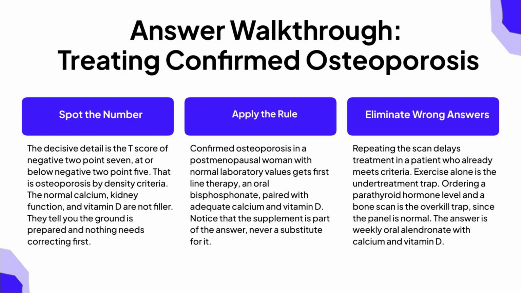Apply the rule. Confirmed osteoporosis in a postmenopausal woman with normal labs gets first-line therapy, an oral bisphosphonate with calcium and vitamin D, which supplement the drug but never replace it. Now eliminate. Repeating the scan delays treatment in a patient who already qualifies. Exercise alone is the undertreatment trap. Parathyroid hormone plus a bone scan is overkill when the panel is normal. The answer is weekly oral alendronate with calcium and vitamin D.